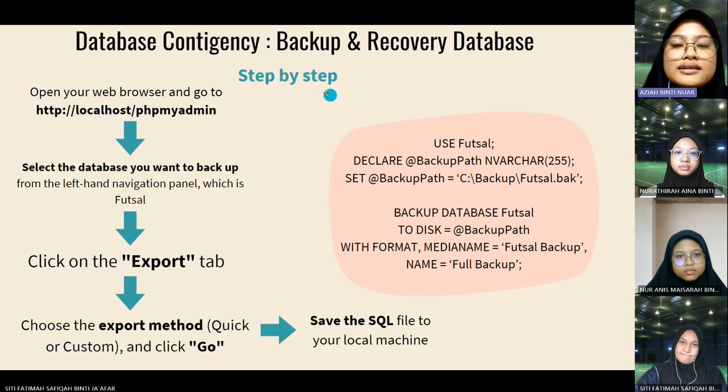Next is database contingency backup and recovery database. The purpose of backup is to create a copy of data that can be recovered in event of primary data failure. Step-by-step backup. First you need to open your web browser and go to HTTP localhost phpMyAdmin. Second is to select your database you want to backup, which for our database is Futsal. And then you click on the export tab. And then you choose the export method and click go. And then you save the SQL file to your local machine. Above is the SQL statement for database recovery.